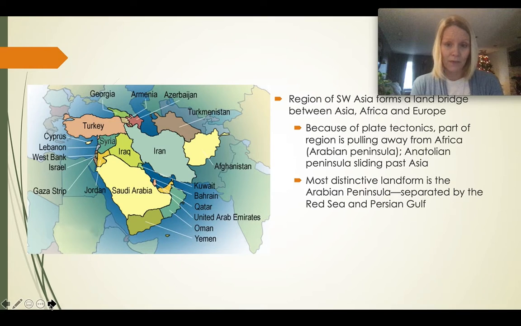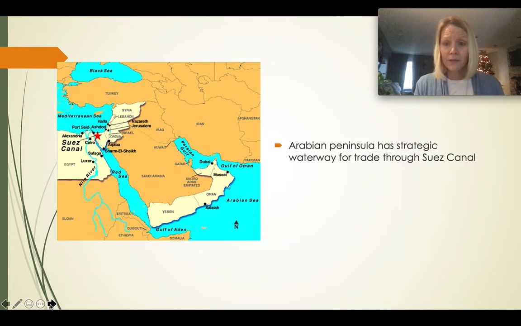It is separated by the Red Sea and the Persian Gulf. We think that at one time, the Arabian Peninsula probably was part of Africa, but the Red Sea has kind of divided it, and we see it juts out into the Persian Gulf there and then into the Indian Ocean. The Arabian Peninsula has a strategic waterway for trade through the Suez Canal.